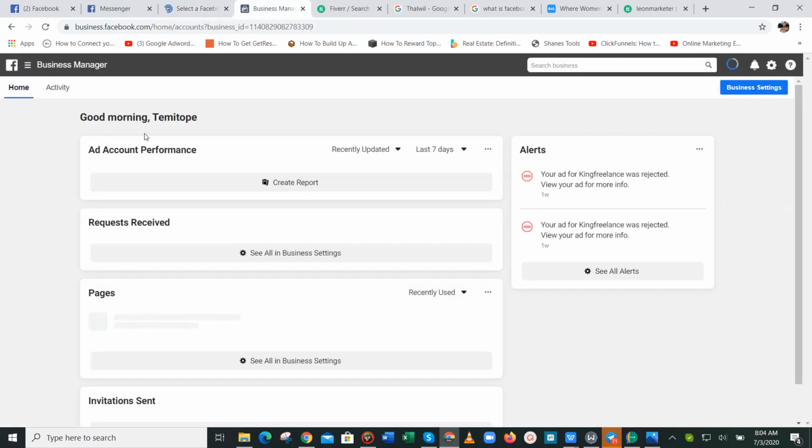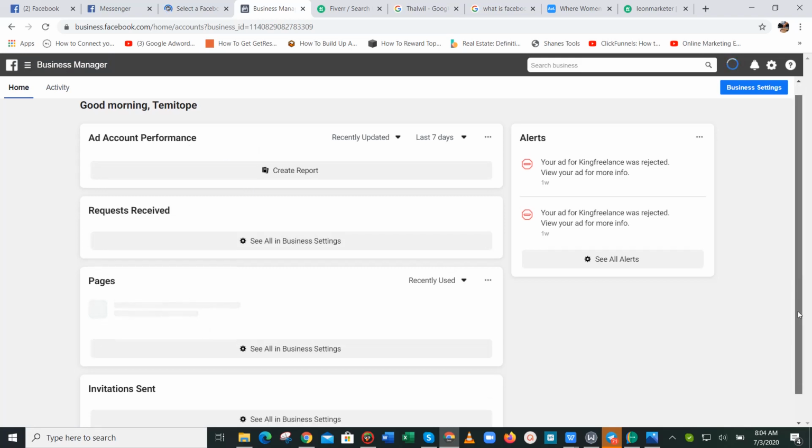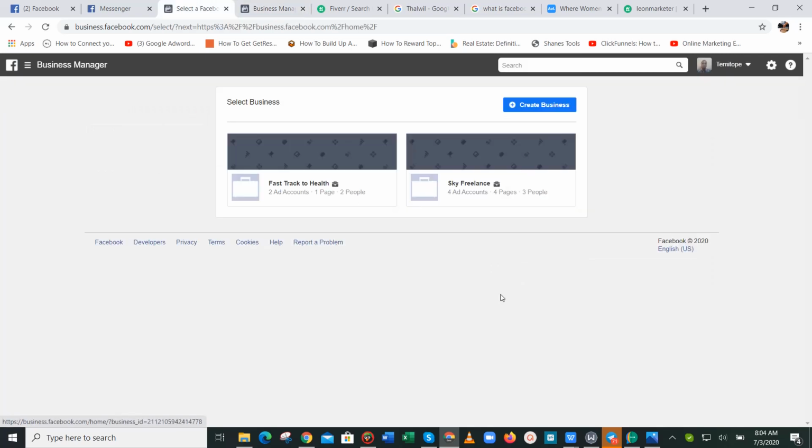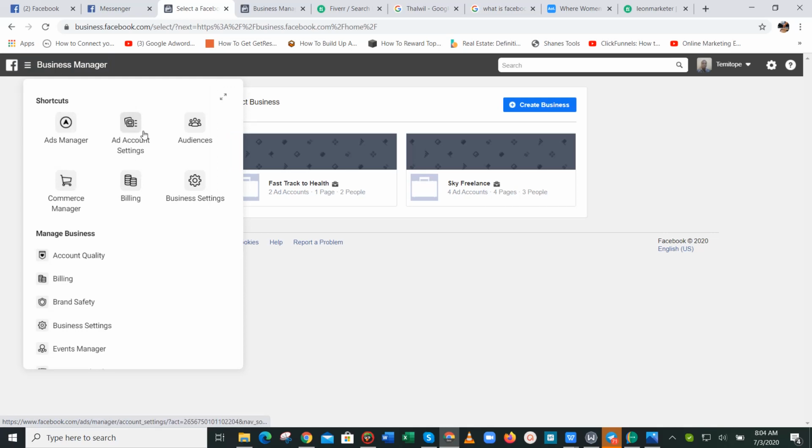So this is one of the Business Managers. You can see Business Manager. Good morning, Temitope. Your ad performance, your page performance, everything about your business, about what you are using your Facebook account to do related to business, it will show you here. It's talking about the ad account settings, the audiences, the commerce manager, where you are managing something like your Facebook shop. If you have a Facebook shop that you have created on your page, when people buy from you, like orders, this is where you'll be managing it. Billing is where you'll be paying. Business settings is where, if you want to add somebody and all that, you'll be seeing it.